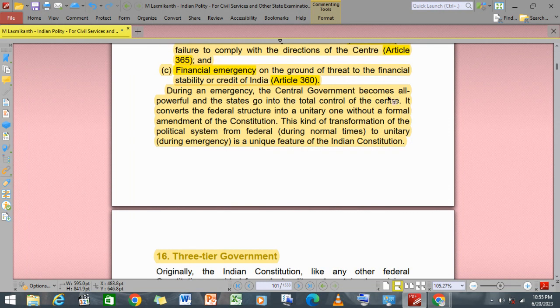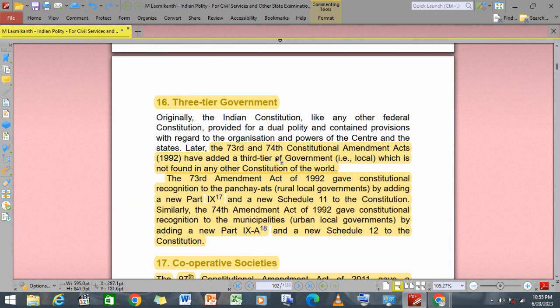During the emergency, the central government becomes fully powerful, and the states go under the total control of the Centre, and it converts the federal structure into a unitary one without any formal amendment of the constitution, right? And this kind of transformation of the political system from federal in normal times to unitary in emergency is a unique feature of the Indian constitution. That means the transformation takes place from completely federal to a unitary look.